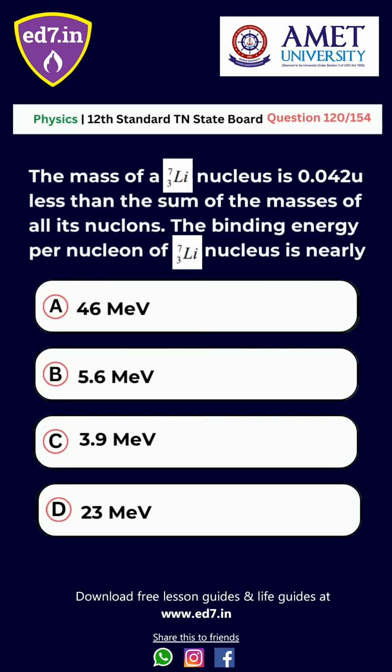Question number 120. The mass of a 7 by 3 Li nucleus is 0.042 u less than the sum of the masses of all its nucleons. The binding energy per nucleon of the 7 by 3 Li nucleus is nearly: option A, 46 MeV; B, 5.6 MeV; C, 3.9 MeV; D, 23 MeV. The right answer is option B, 5.6 MeV.